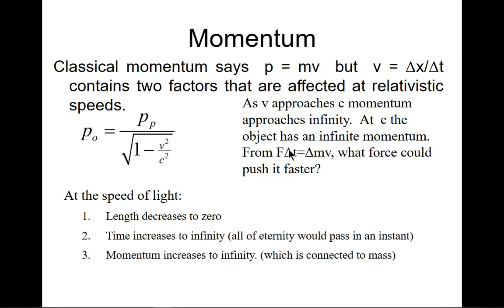Now if I was going to go for the short story, these are the short story items, and they should just be like little bullets on your page. At the speed of light, or at least as we approach the speed of light, the length decreases and approaches 0. Time increases for an outside observer. We could say eternity, but it approaches infinity. We talk about the idea of limits. And momentum approaches infinity as well, and that's somehow connected to mass.